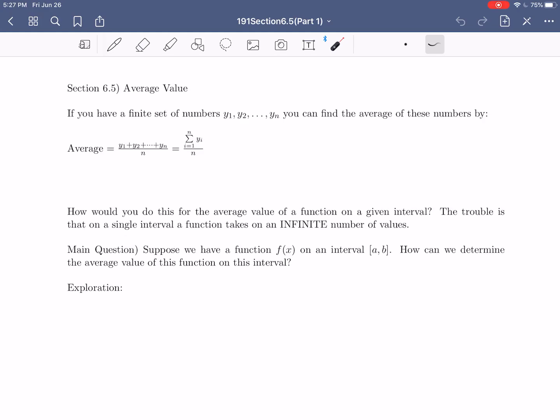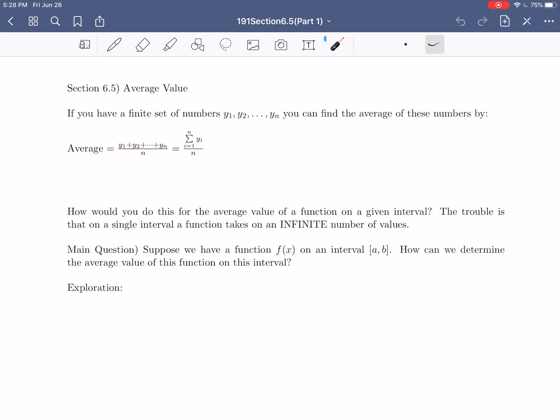So, for this, first of all, let's just correctly remember how you calculate the average of a finite set of numbers. If you have a finite set of numbers, y1, y2, down through yn, you can find the average by summing those numbers up and dividing by however many numbers there are. So the average of a finite set of numbers is y1 plus y2 plus ... down to yn divided by n, since we have 1, 2, all the way down to n different numbers there.